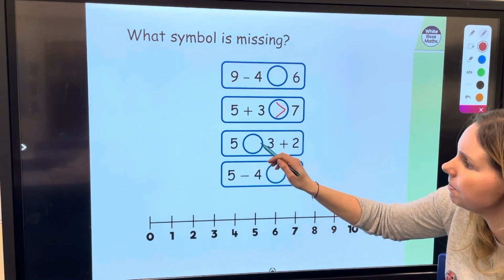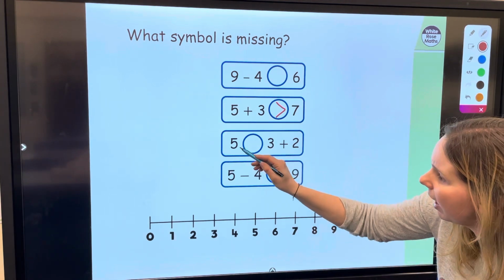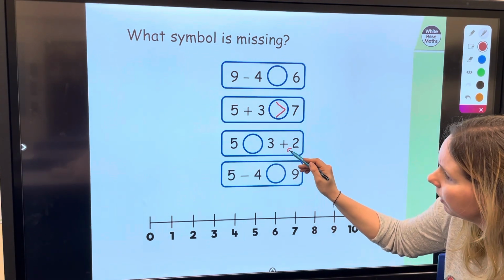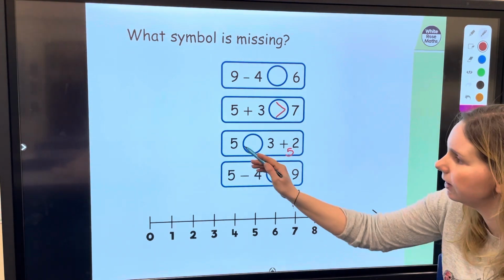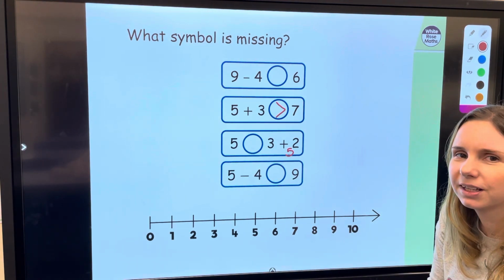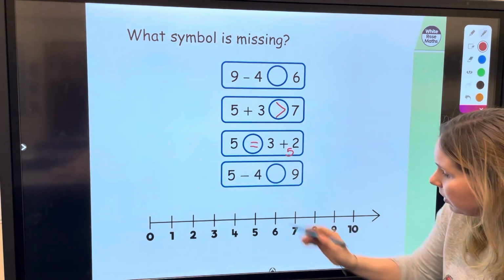5, 3 add 2. Well, that's made us think, hasn't it? So 5, 3 add 2, I know is 5. Which symbol am I going to put? 5 and 5. Well, I don't know if you've said. Equal to.